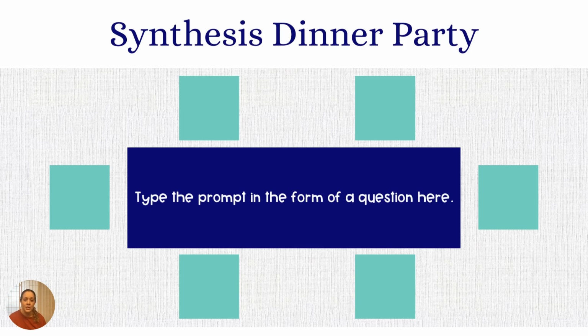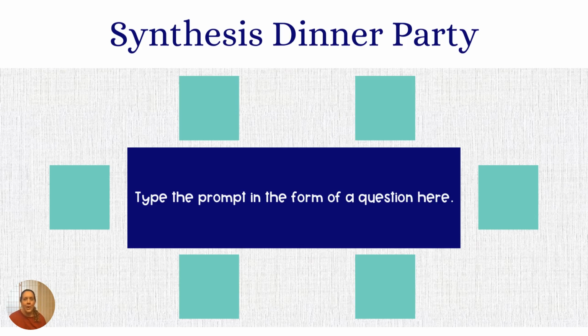So one way to get students to realize that the sources overlap, either because they have similarities or maybe they contradict each other, is to have them seat the sources as if it were a dinner party. Now, you might have to explain the concept of a dinner party to your students.